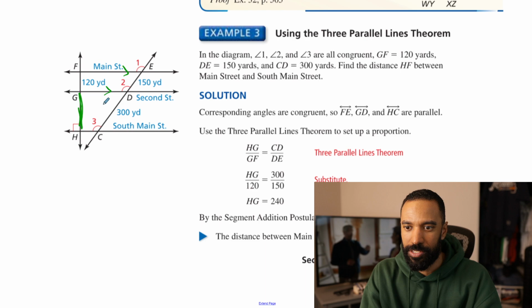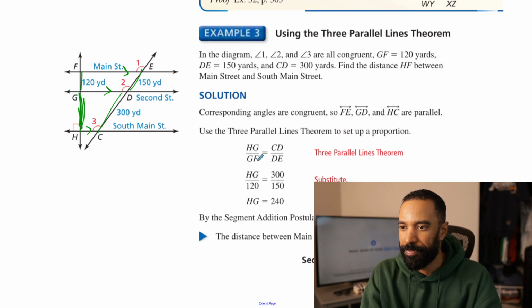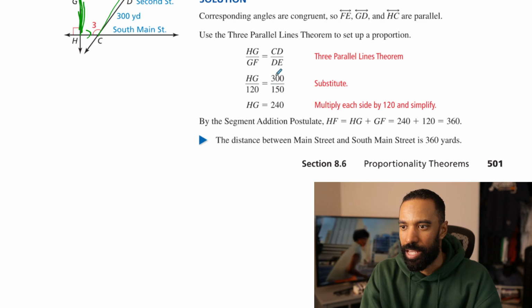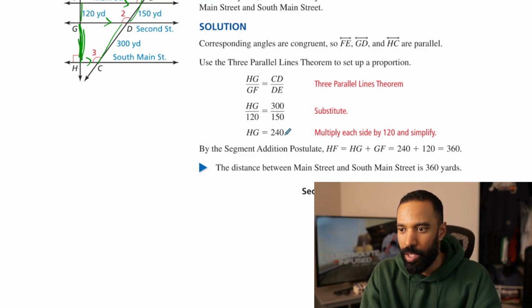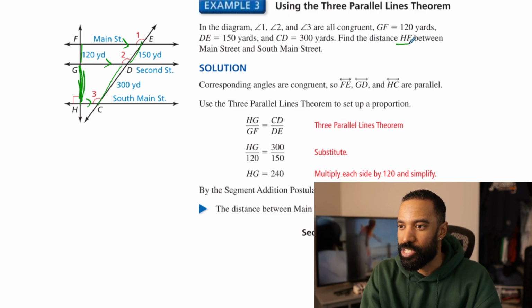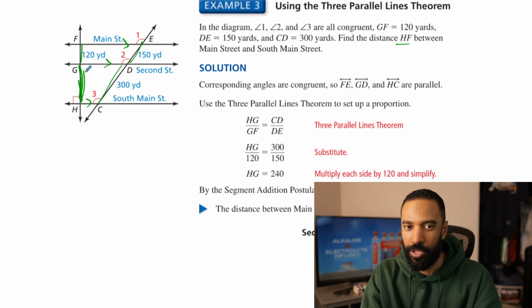So parallel lines, boom. If we have parallel lines, then we can use the proportionality. CD over DE equals HG over GF. And they have a version of that. They set those equal, substitute there, cross multiply, whatever they solve, they get 240. Oh, they need to find the distance HF between Main Street and South Main Street. So they're going to add the 240 you get with the 120.